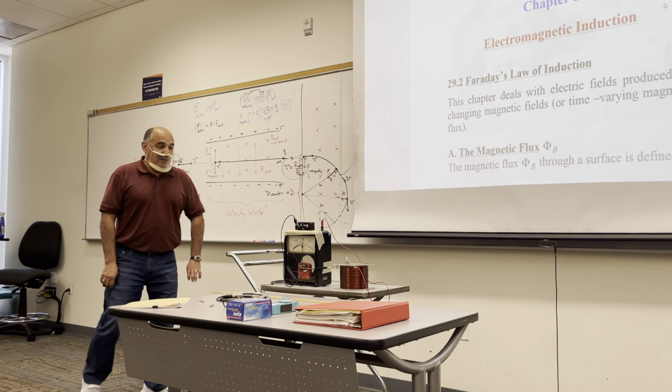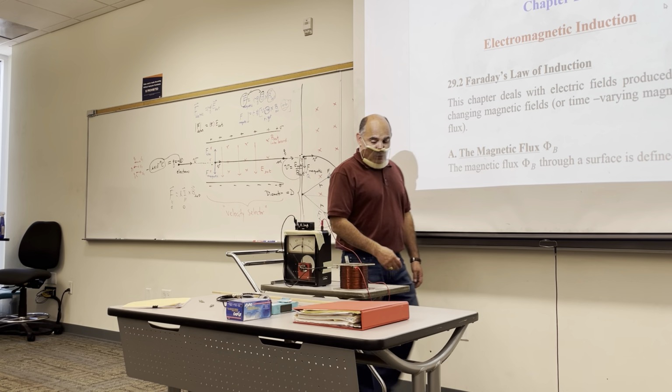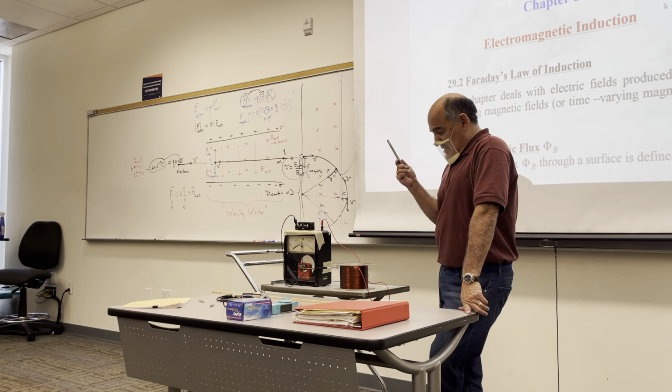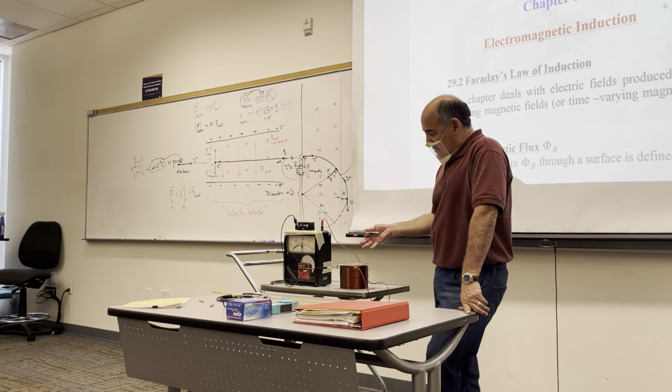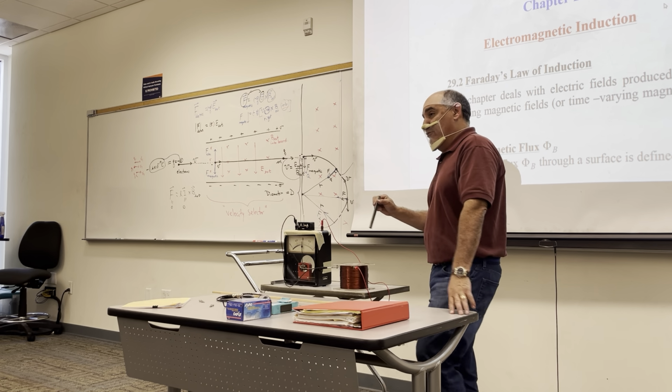Okay? So it is actually simple to make electricity. What you need is a magnet, a source of magnetic field. You need a coil, and you need to change the amount of magnetic field through the coil.